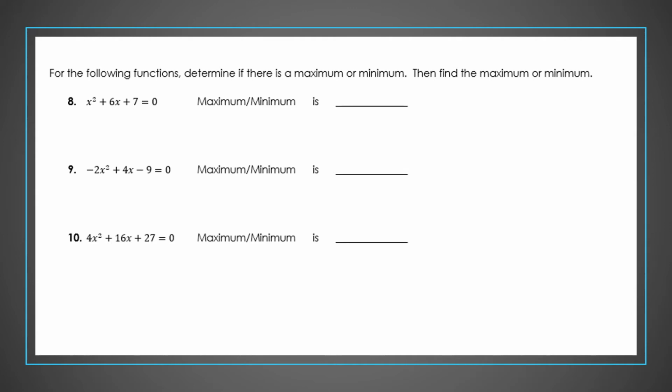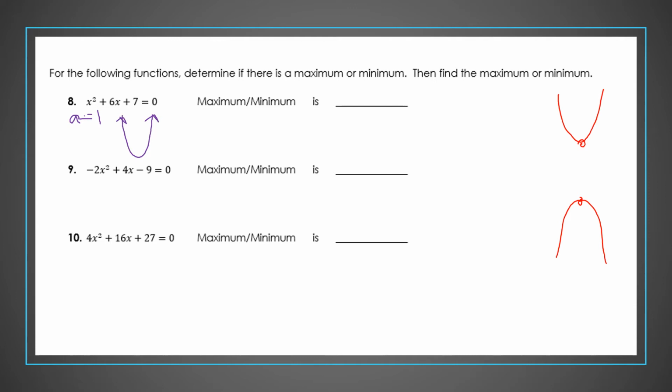All right, for 8, 9, and 10, we are looking to decide if there is a maximum or a minimum, and then actually finding the maximum or minimum. So to determine if there's a maximum or minimum, you want to think about the parabola and whether it opens up or down. Any parabola that opens up will have a minimum value, and any parabola that opens down will have a maximum value. To decide if a parabola opens up or down, you want to look at the a value. So in number 8, a is equal to 1, which is positive, so that means this is going to open up, which means there is a minimum.